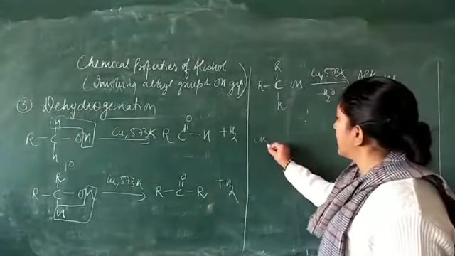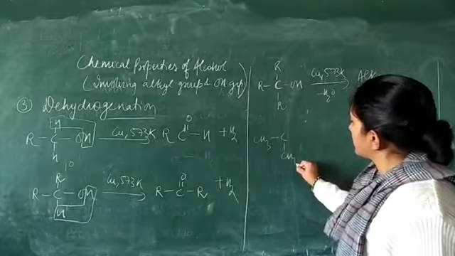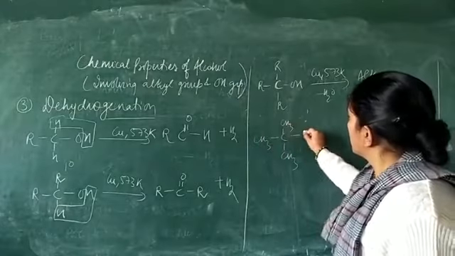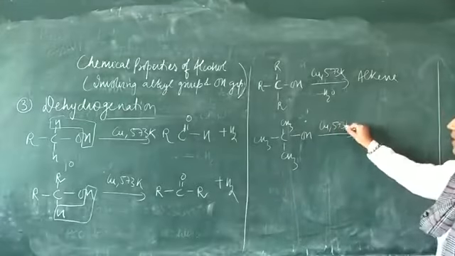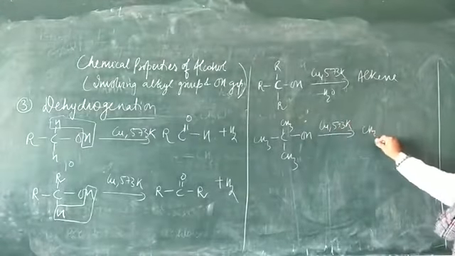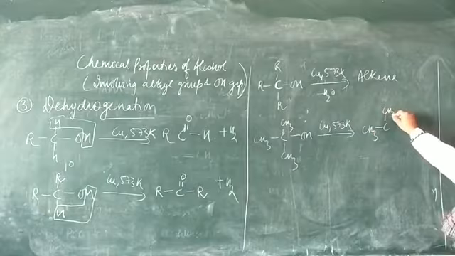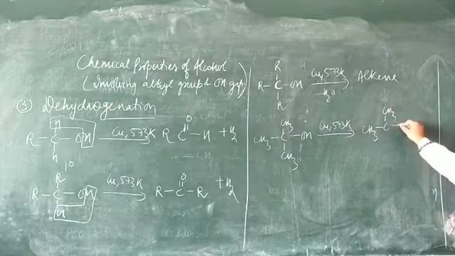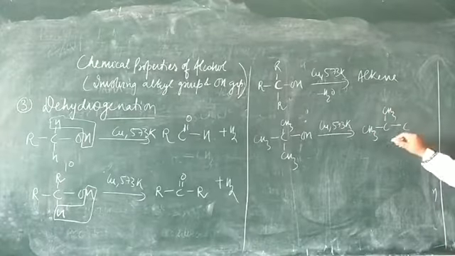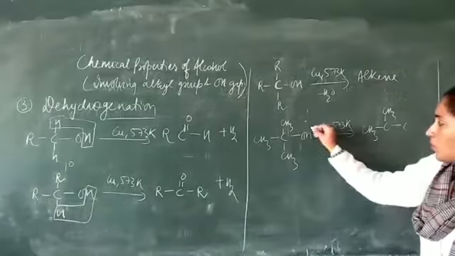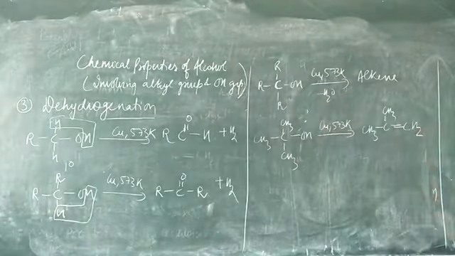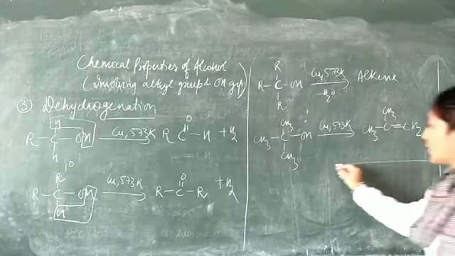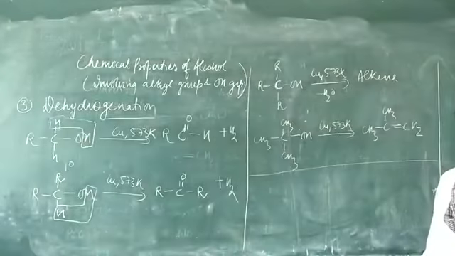Now we can have an example here. Copper at 573 Kelvin temperature. So here we will get C. Here from here, students, the OH group will get removed. This is CH2. Right? This is about the dehydrogenation of alcohol.